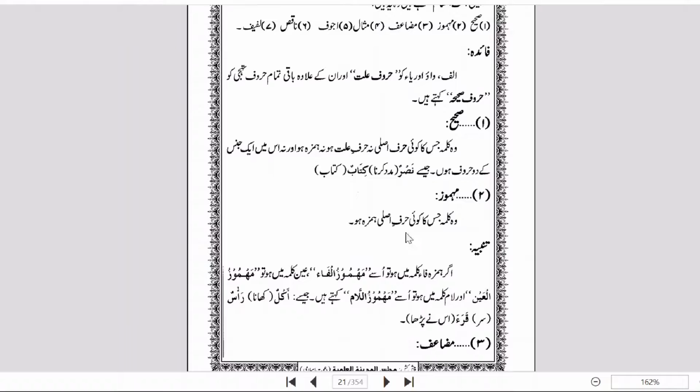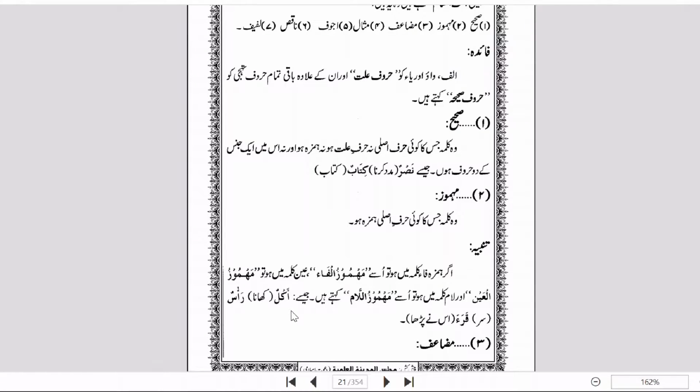The next type is known as Mahmooz. Mahmooz is a word which has a hamza in its huruf asli, and it's stated as 3 different types of Mahmooz. If the hamza is in the place of the fa kalima, it is known as Mahmoozul fa. If it is in place of the ain kalima, it is known as Mahmoozul ain. And if it is in place of the lam kalima, it is known as Mahmoozul lam.